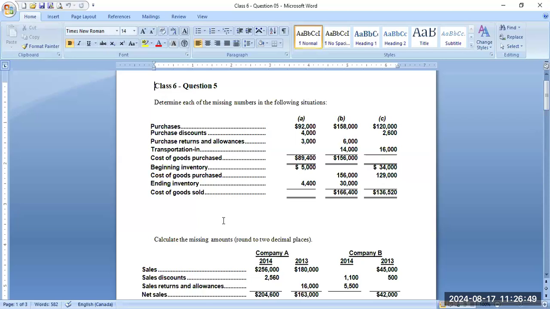Get the beginning inventory, get the cost of goods purchased, minus the ending inventory, cost of goods sold. That will be cost of goods available. That should be purchased. That should be available. If you want to make changes, just make the changes. That will be cost of goods available. That will be more accurate.